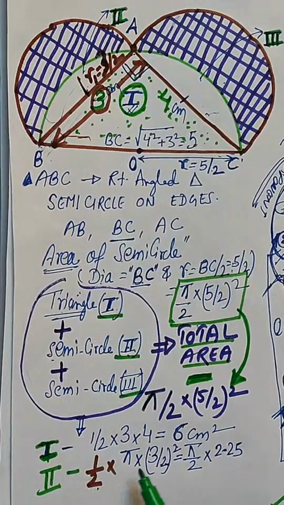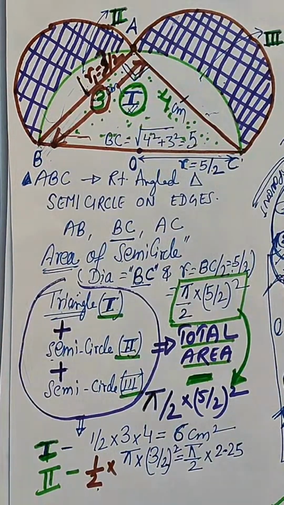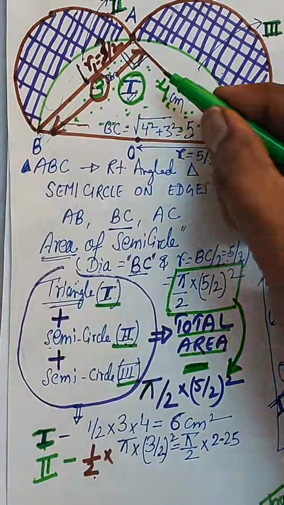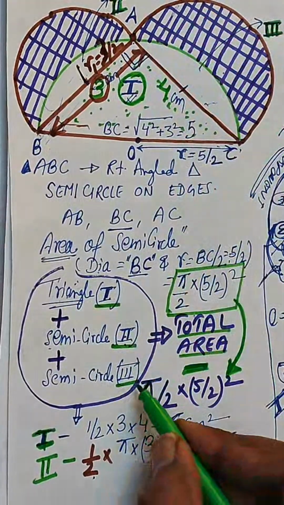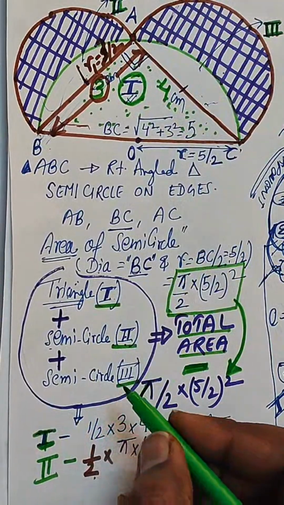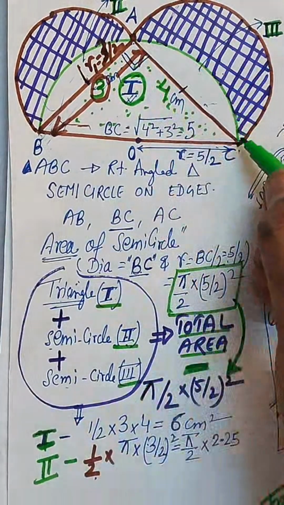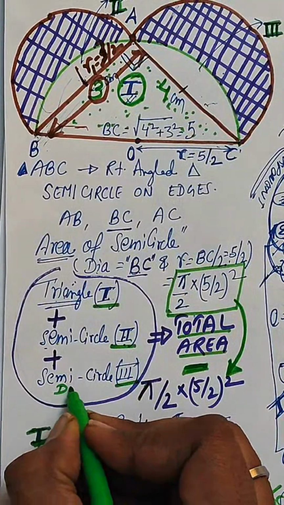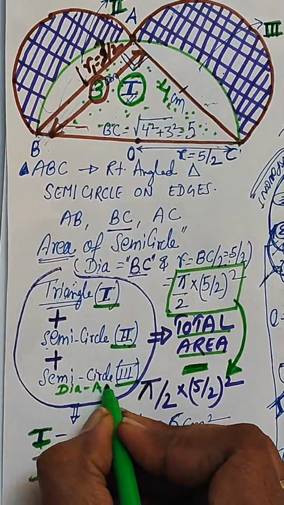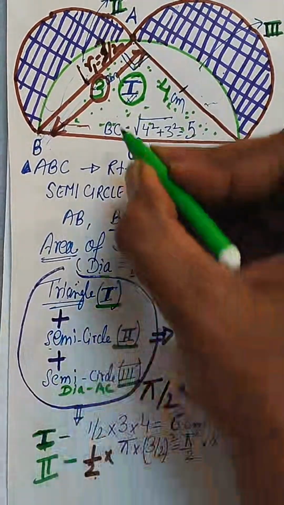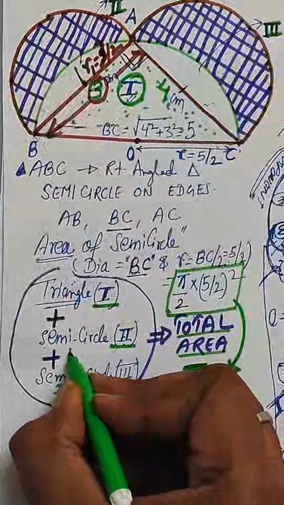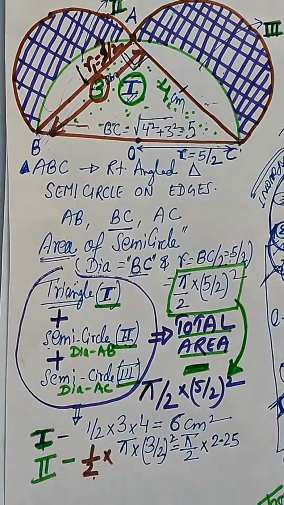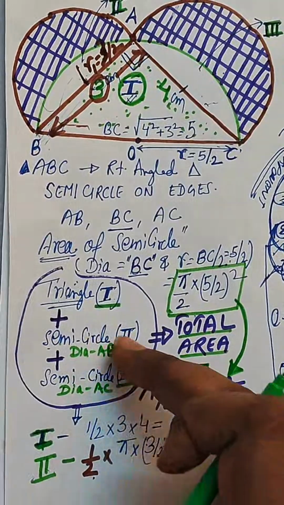This is area number 2, right? Now what is the third area? The third area is the area of the semicircle which is built upon the diameter AC, right? Semicircle 2 is having diameter AB, right? So we need to understand this.